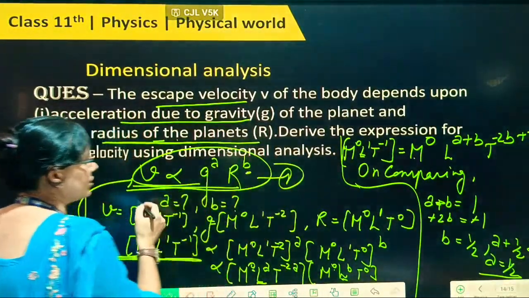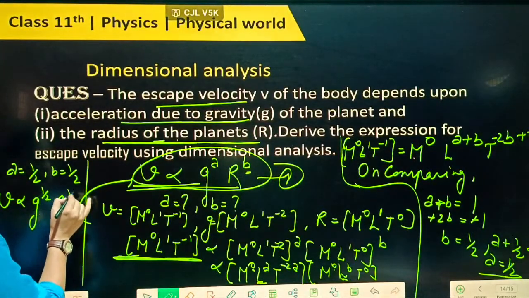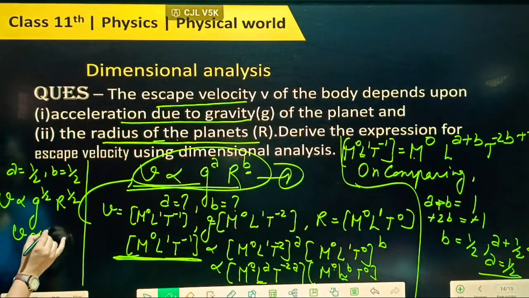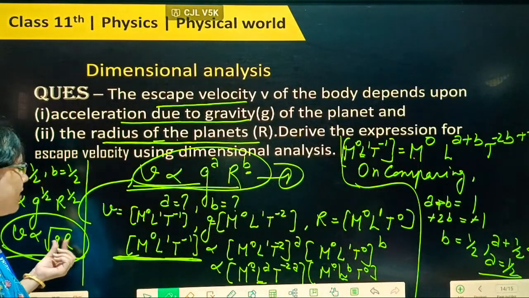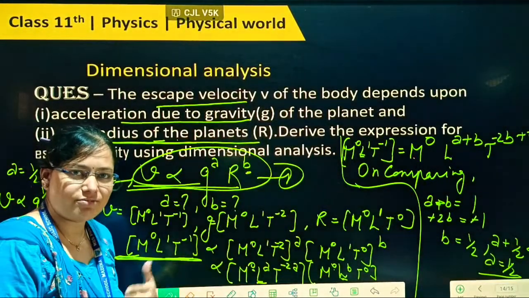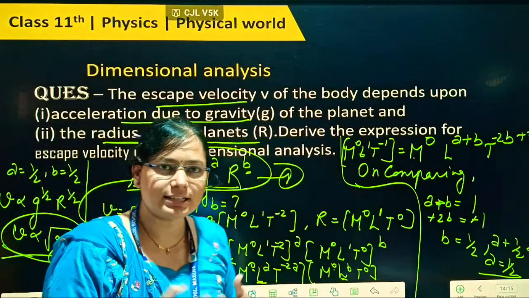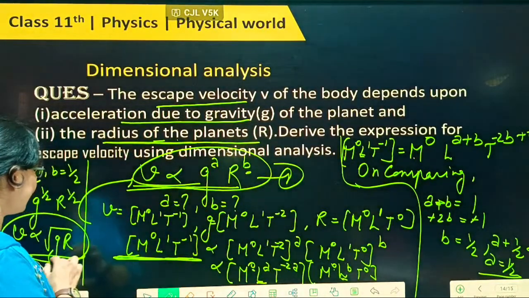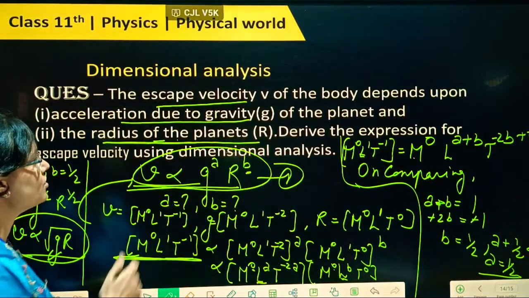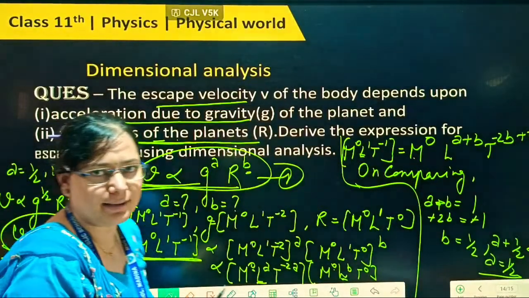After putting them, we can write g raised to the power 1 by 2 and R raised to the power 1 by 2, so we can write v proportional to the square root of gR. This is our relation of the escape velocity with g and R. Escape velocity is the minimum velocity required to escape any object from the earth's atmosphere. How does it depend? It depends upon the acceleration due to gravity and the radius of the planet. Okay, that is known as an application of dimension analysis. Thank you.